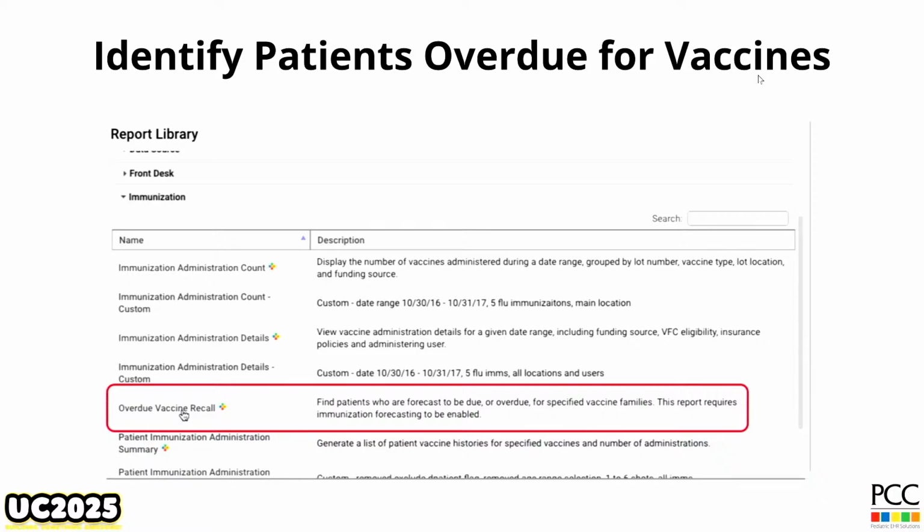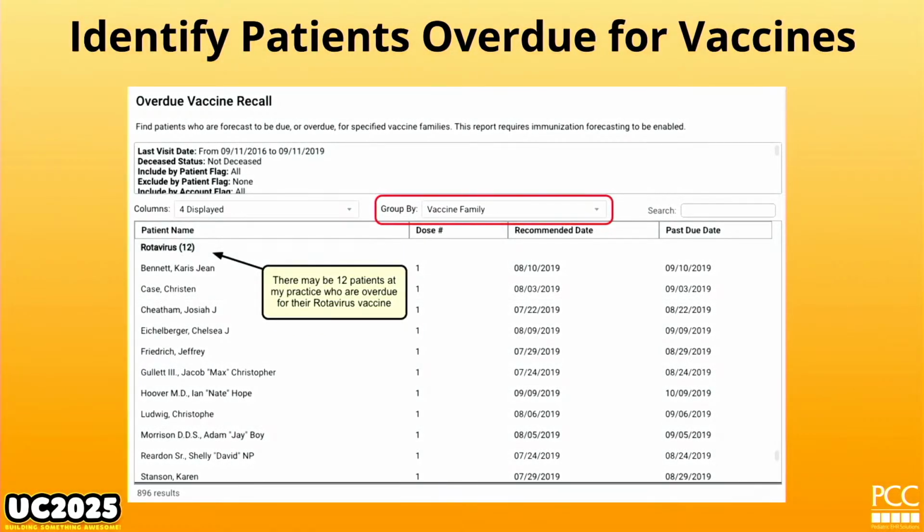Oh, and vaccine recall. So you can identify patients overdue for any particular vaccine with this overdue vaccine recall report. Under the immunization category in the report library, you run that, and it's going to prompt you for vaccine. You can exclude patients by flag and so forth. But this example here includes a list of kids that are due or past due for a rotavirus vaccine.